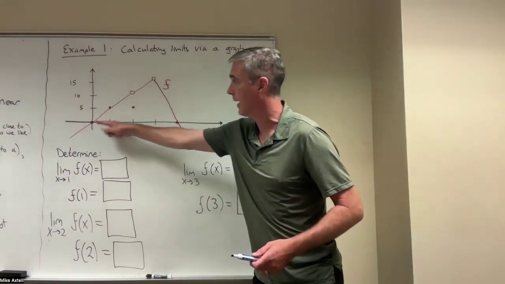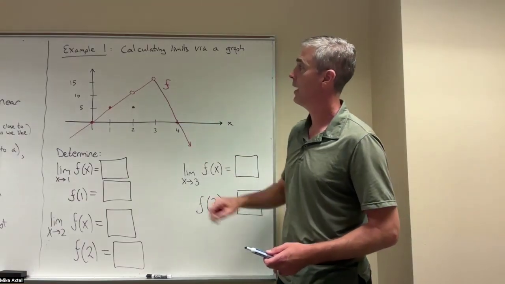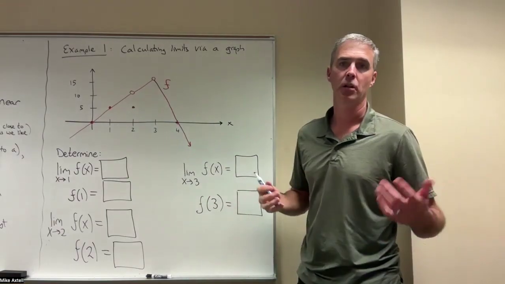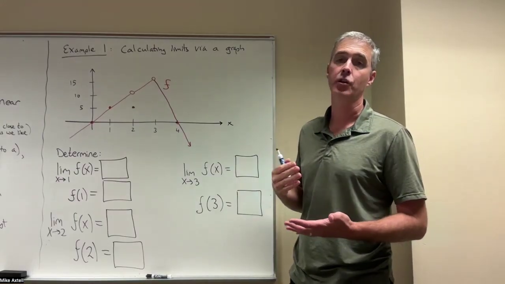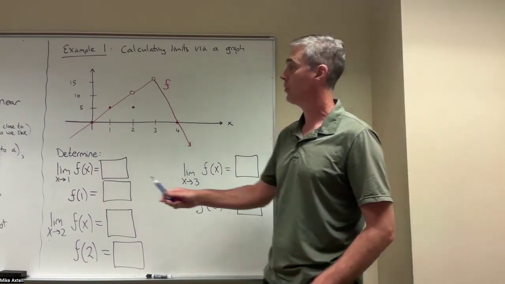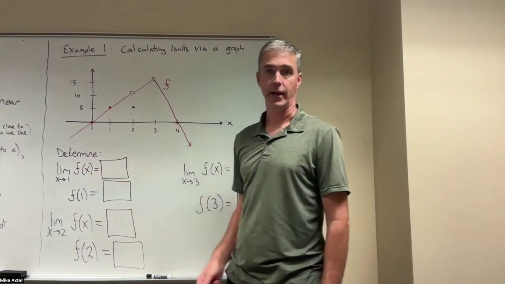It looks like a line followed by another line, a couple of holes poked in it, and one dot plotted below a hole. We're going to calculate a few limits, and we're going to calculate the function at a few points. So first off, what is the limit as x approaches 1 of f of x?